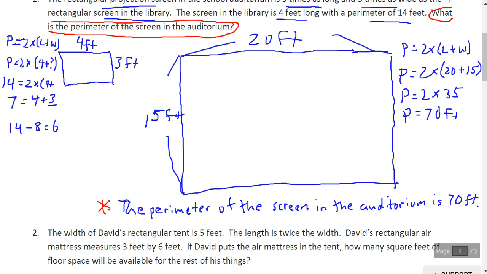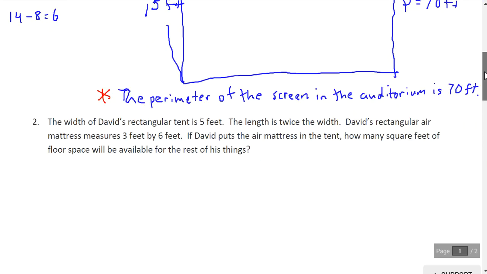And we had to figure out the missing side of the smaller screen in order to figure out the perimeter of the bigger one. So there we go. Well, let's go on to number 2.